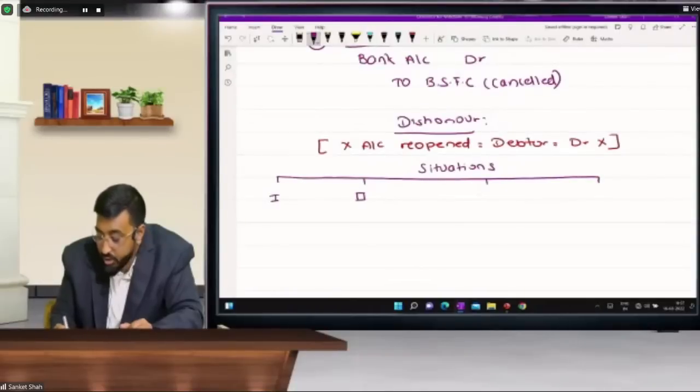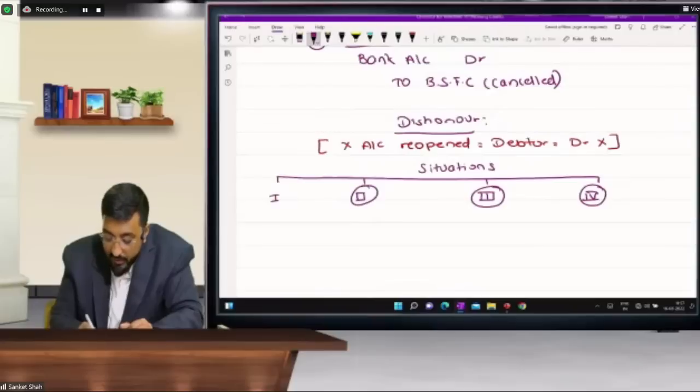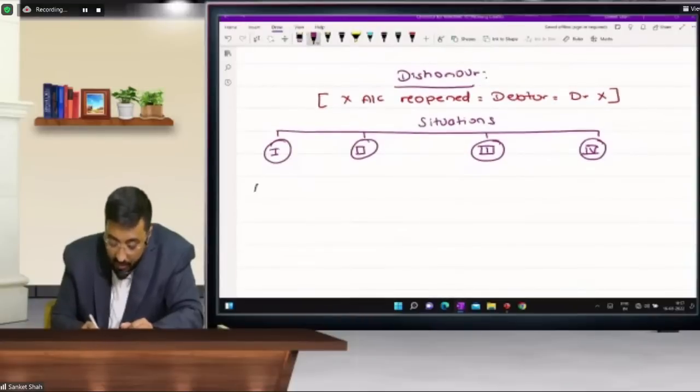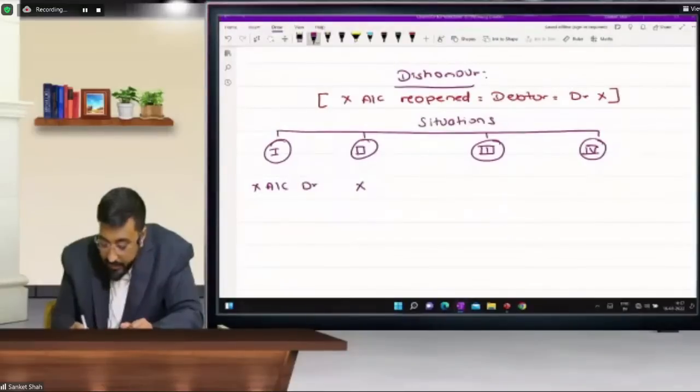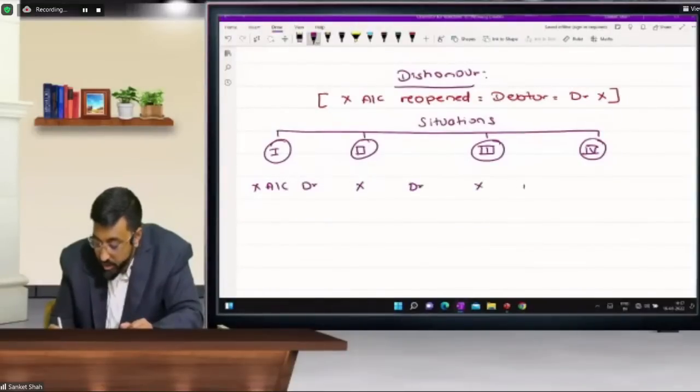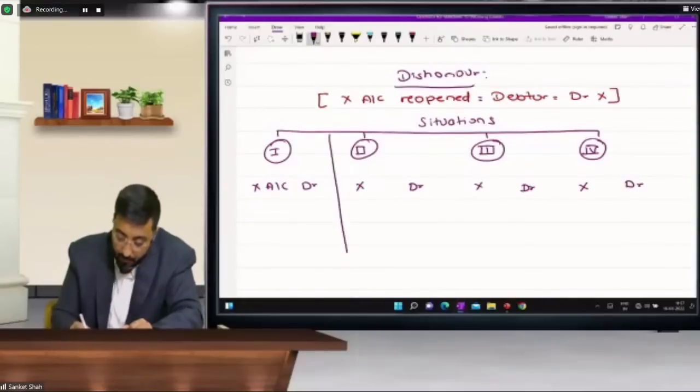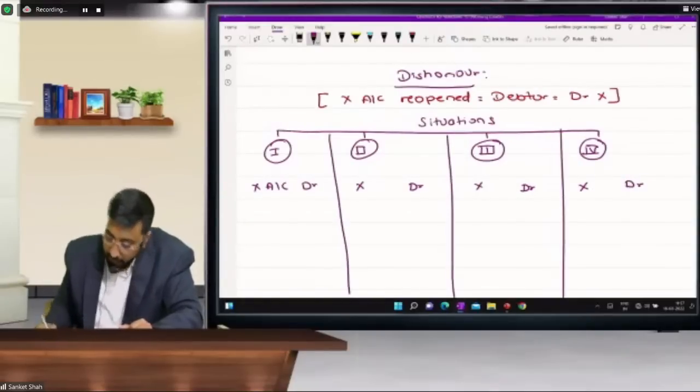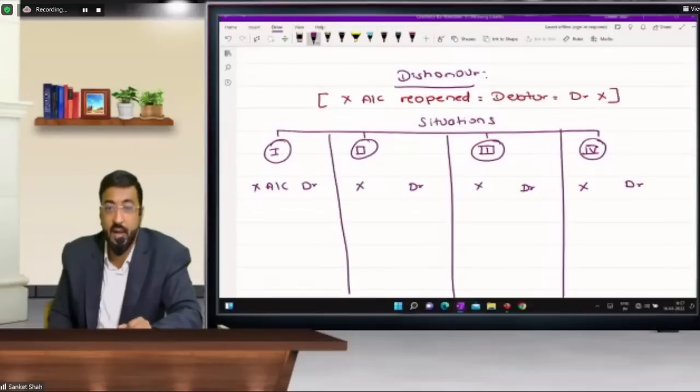What is the first situation? Retain bill. I'm not going to write it now. You know all these situations. Retain bill, X account is debited. Second situation, X account is debited. Fourth situation, X account is debited. In all these situations, X account is debited.